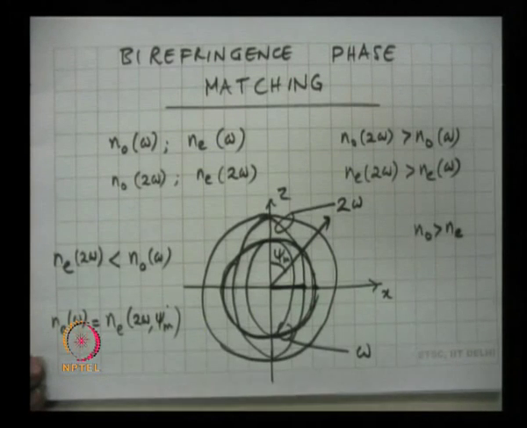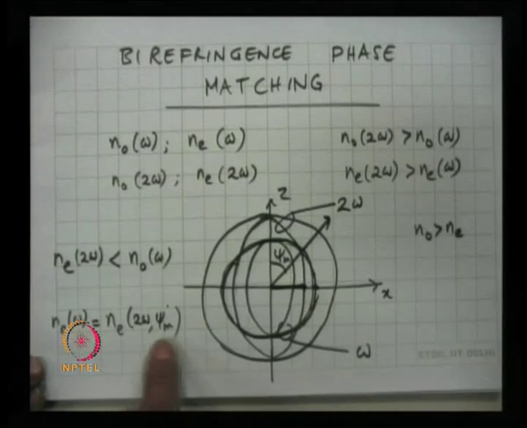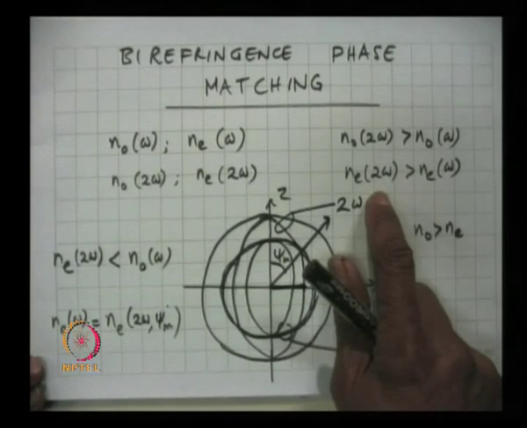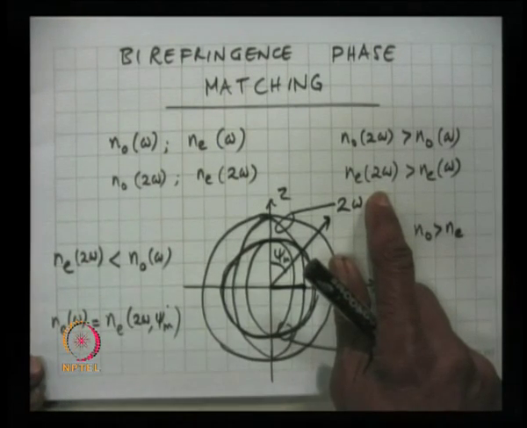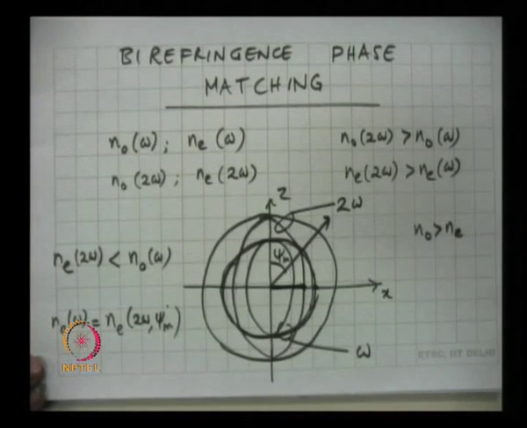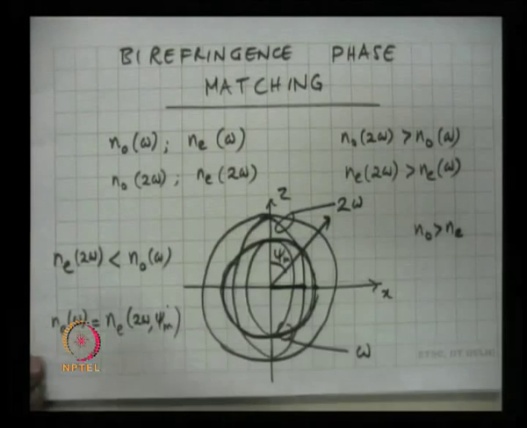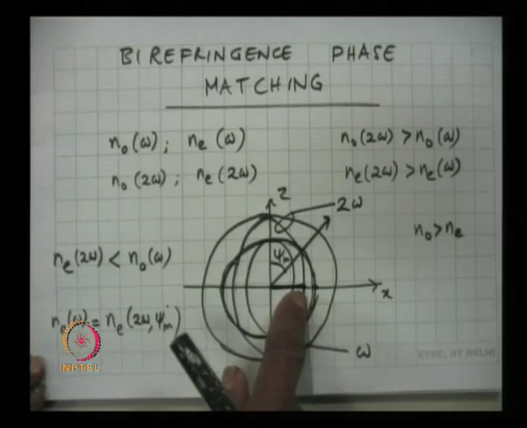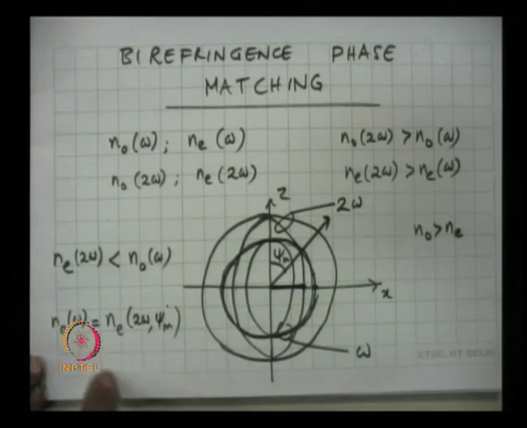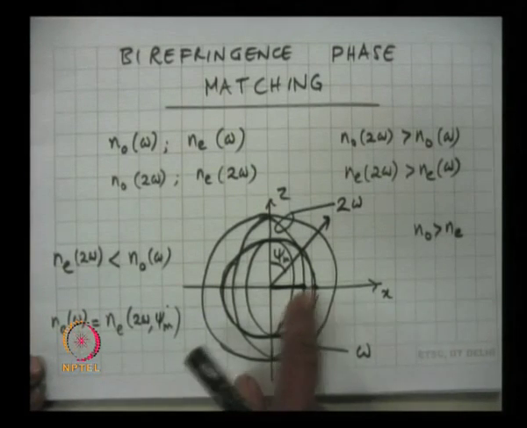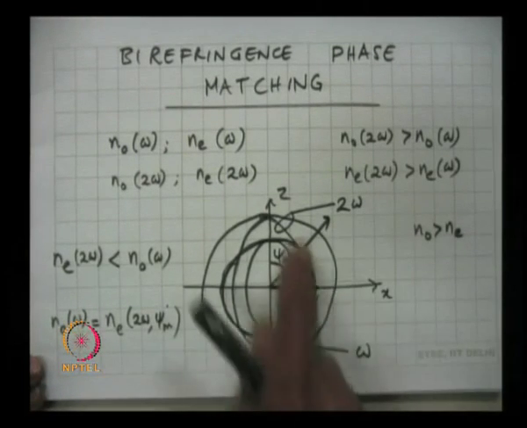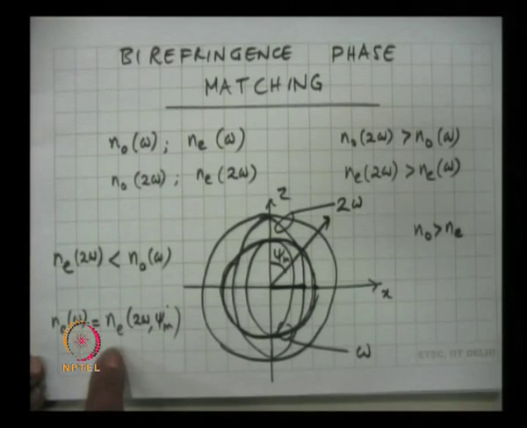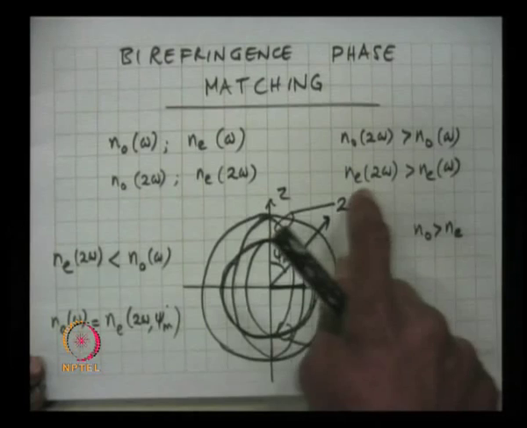As I told you before, please differentiate between NE of 2 omega psi and NE of 2 omega. NE of 2 omega is a constant corresponding to NE of 2 omega at 90 degrees. So NE of 2 omega is the extraordinary refractive index as seen by a wave propagating perpendicular to the optic axis, the minimum value of refractive index as seen by the extraordinary wave for this crystal. If the extraordinary wave propagates in any other direction, the refractive index seen by the extraordinary wave will be more than NE of 2 omega for the 2 omega frequency. So please differentiate between NE of 2 omega psi and NE of 2 omega.